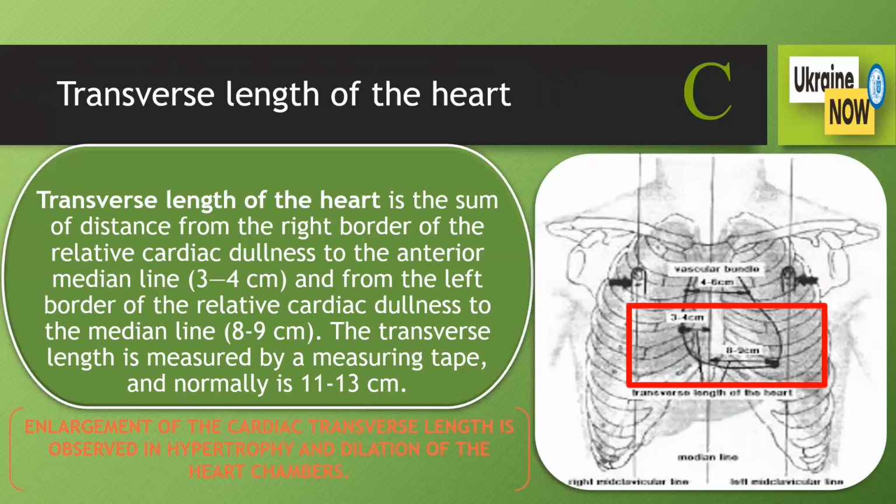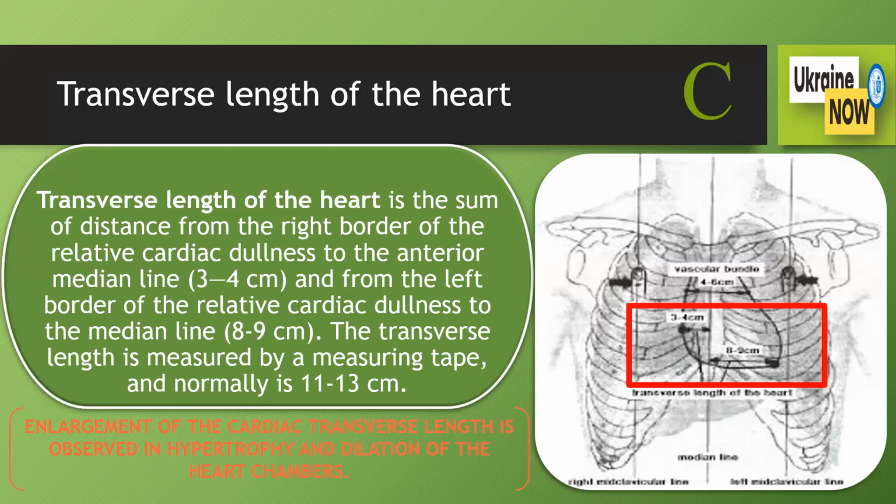Point C in percussion of the heart is determination of the transverse rate of the heart. Transverse rate of the heart is the sum of the distance from the right border of the relative cardiac dullness to the anterior median line, near 3 to 4 centimeters, and from the left border of the relative cardiac dullness to the median line, near 8 to 9 centimeters. The transverse rate is measured by a measuring tape and normally is 11 to 13 centimeters.